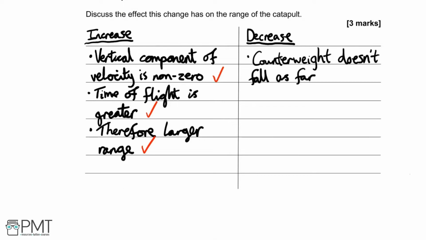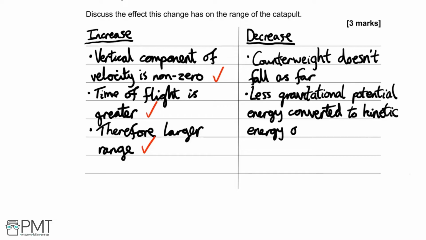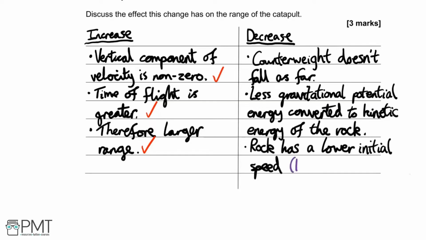And therefore, it doesn't lose as much gravitational potential energy, which it's then converting into kinetic energy of the rock. So what that will then mean is that the rock has a lower initial speed. Because of this equation, kinetic energy is equal to 1/2 times mass times the speed squared, and therefore it's going to have a lower range.